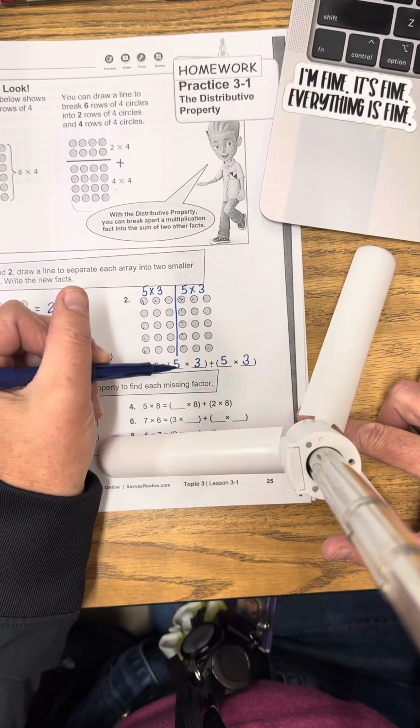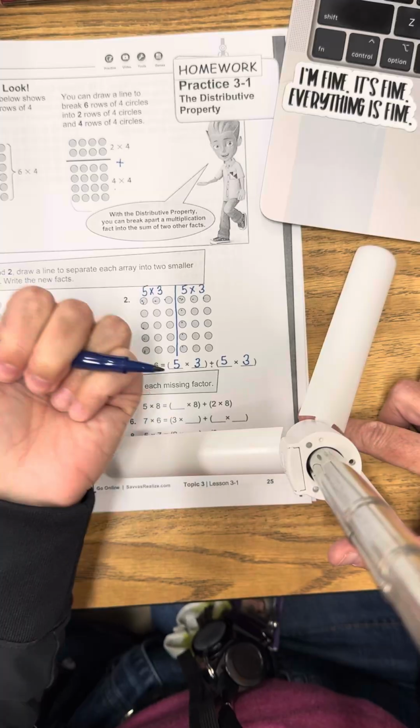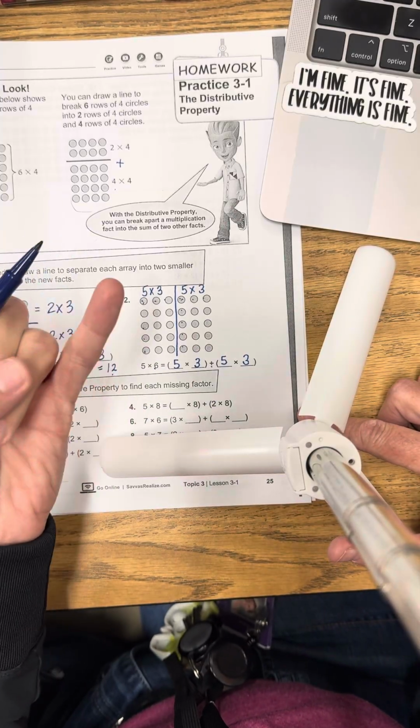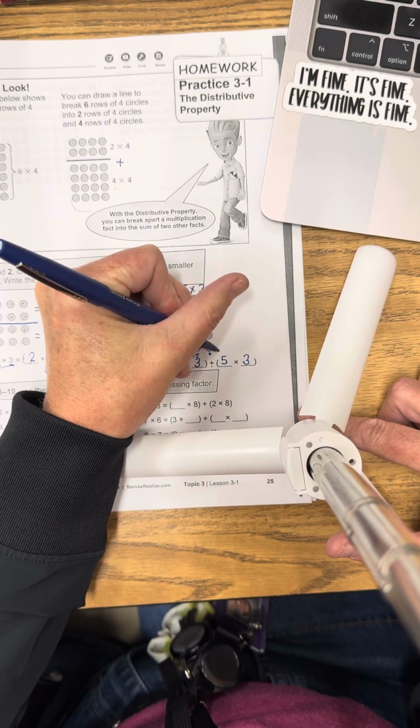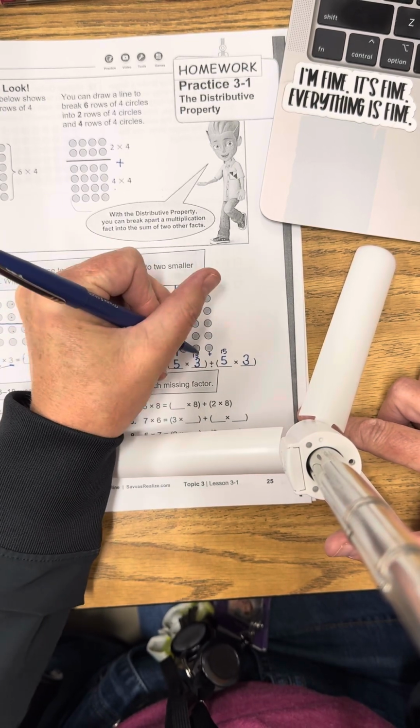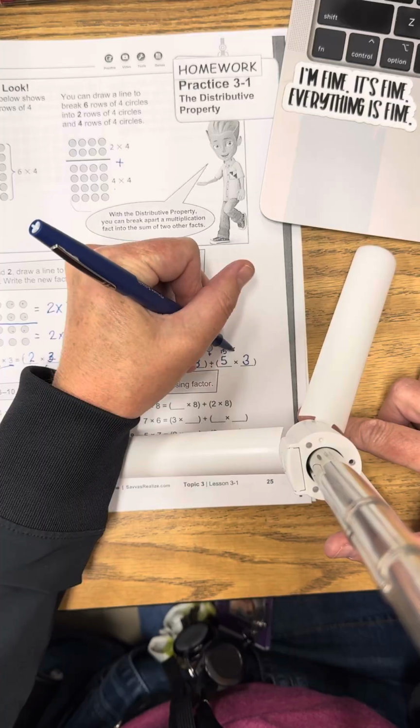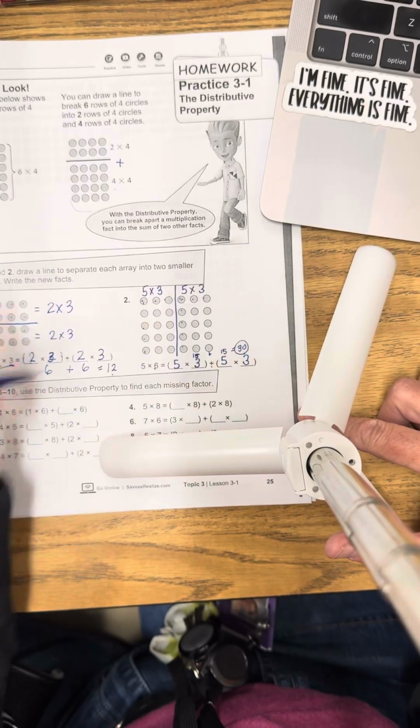To solve that, I would do 5 times 3. We've been learning count by 5s, and today we learned count by 3s. So 5, 10, 15, plus 15. They don't need to solve that, but if they'd like to, they could. 15 plus 15 equals 30 in all.